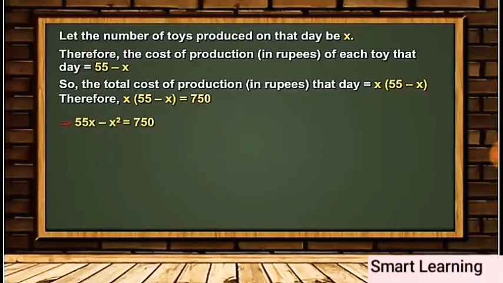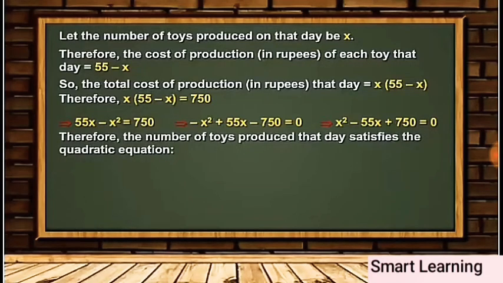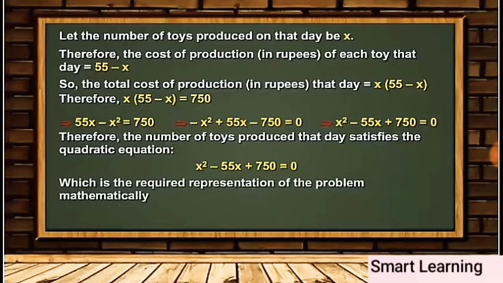This implies 55x minus x square is equal to 750, which implies minus x square plus 55x minus 750 is equal to 0. Multiply both sides by minus 1. This gives x square minus 55x plus 750 is equal to 0. Therefore, the number of toys produced that day satisfies the quadratic equation x square minus 55x plus 750 is equal to 0, which is the required representation of the problem mathematically.